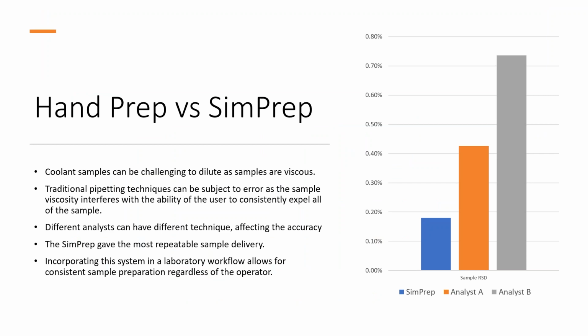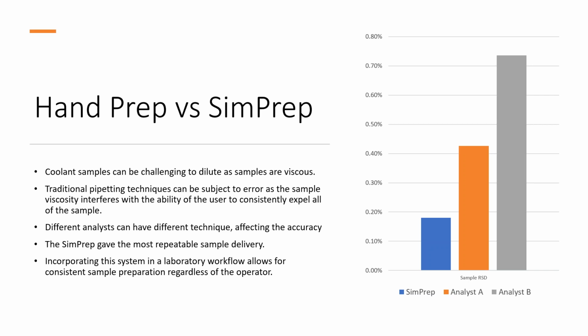We also wanted to do a comparison, again, hand prep versus SimPrep, on something that's a little more challenging because of the viscosity. With that, the traditional pipetting techniques can be subject to error as the sample viscosity interferes with the ability of the user to consistently expel all the sample. It tends to stick to the sides of the pipette tip, and different analysts can have different techniques affecting the accuracy. So what we actually did is we had 2 different analysts. We had analyst A in the orange, and she used the pipette every day, and analyst B, who used the pipette infrequently.